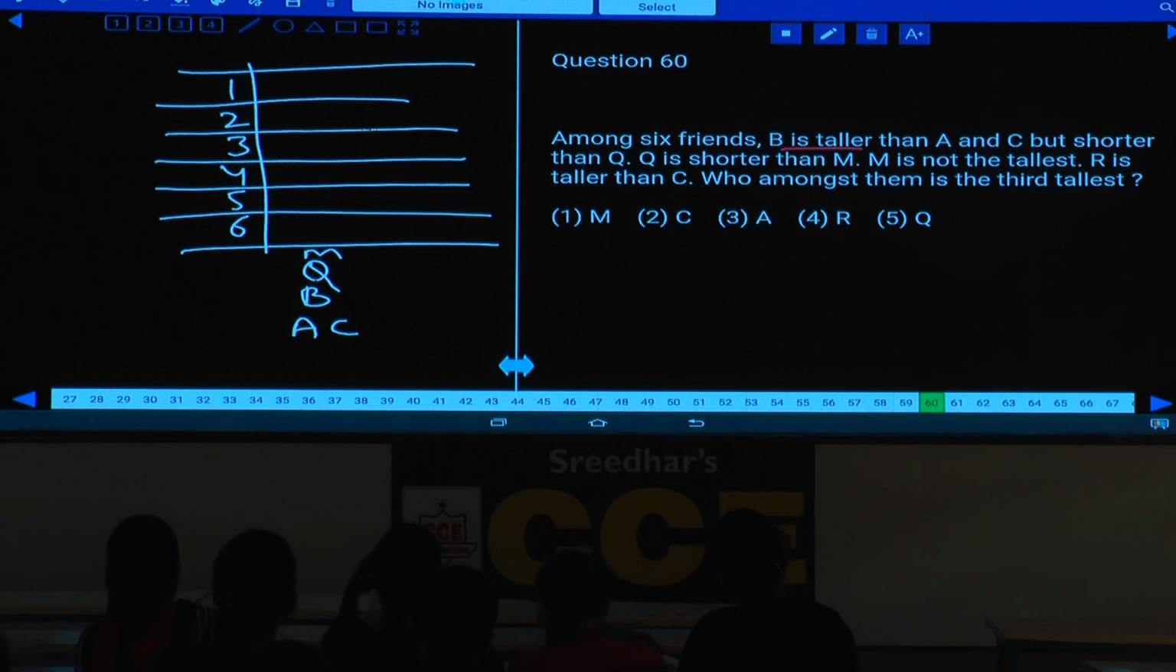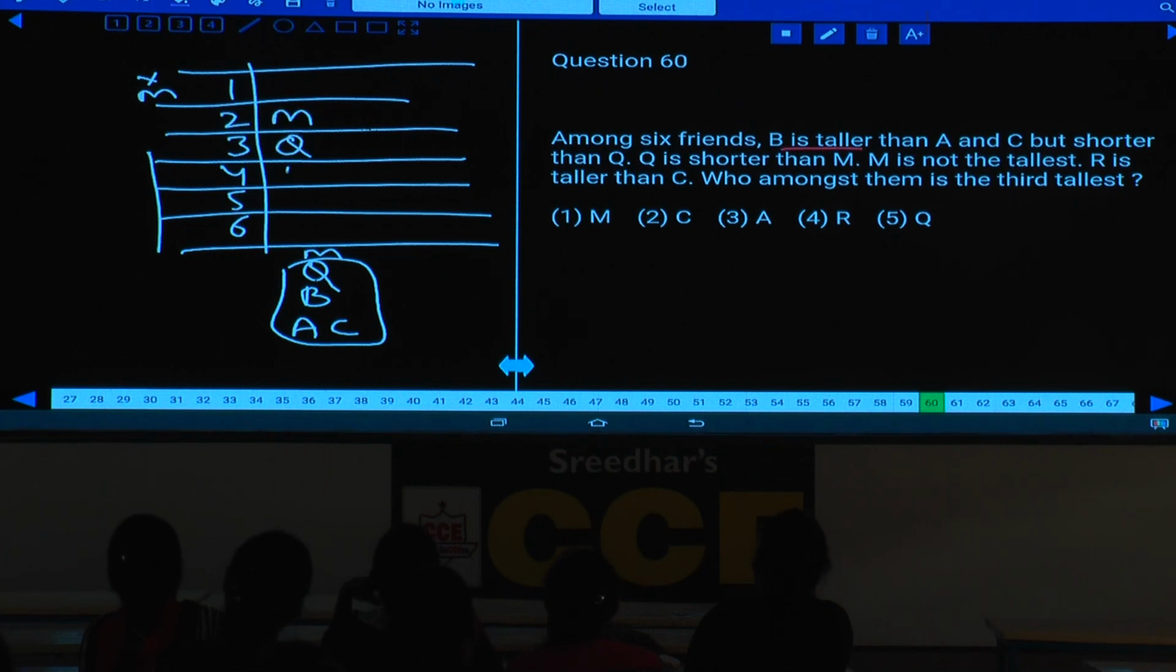As M is not the tallest, how many persons are there below this M? There are 4 persons, isn't it, below this M. As there are 4 persons below M and M cannot be at this place, hence M must be at this place. If M is here, Q is here. Q is here, B is here. Then if A is here, C will be here. Or if C is here, A will be here. Because no information is given between A and C as to who is the taller.